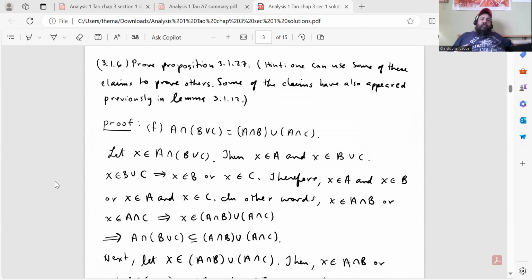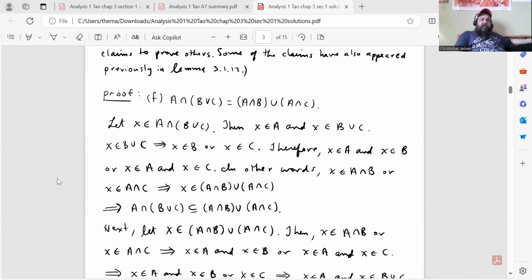Now, again, I did prove some of these in the summary for section 3.1, and a lot of the other ones, if I haven't proven them, are done in a very similar way. So I only chose to prove some of the ones that are more involved that I didn't do in the summary. Proposition 3.1.27 is about Boolean algebra, by the way.